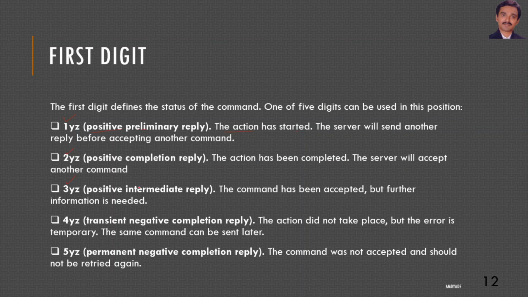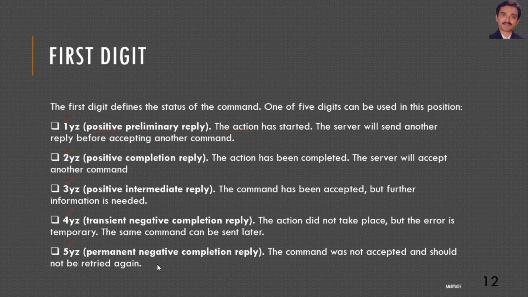If it is 3, positive intermediate reply, the command has been accepted but further information is needed. If it is 4, transient negative completion reply, the action did not take place but the error is temporary. The same command can be sent later. If it is 5, permanent negative completion reply, the command was not accepted and should not be retried again.